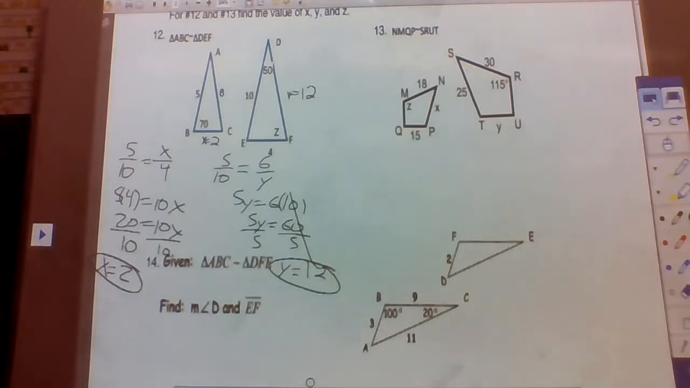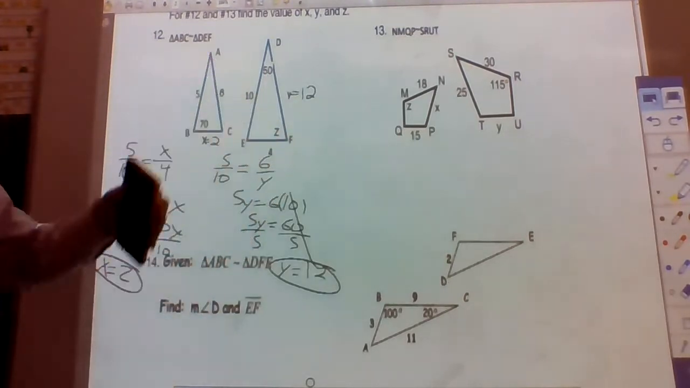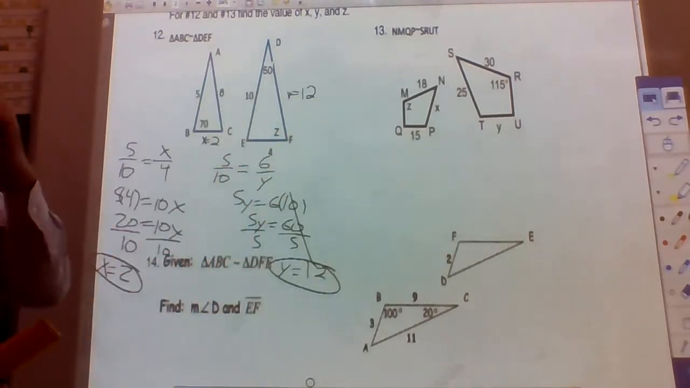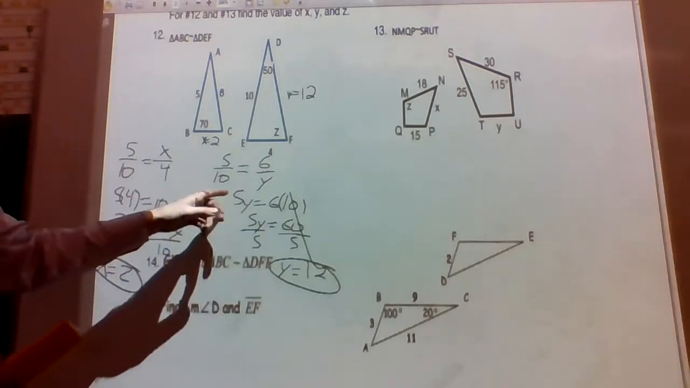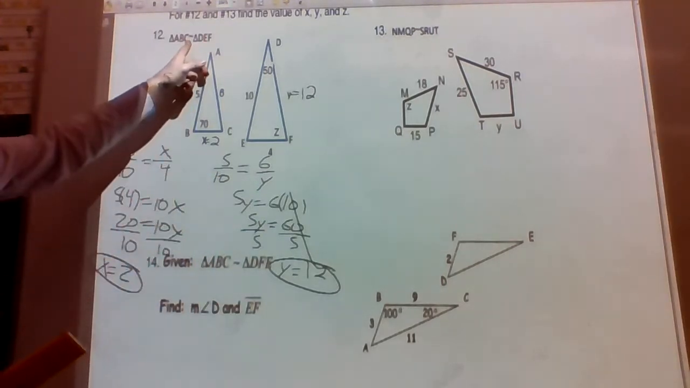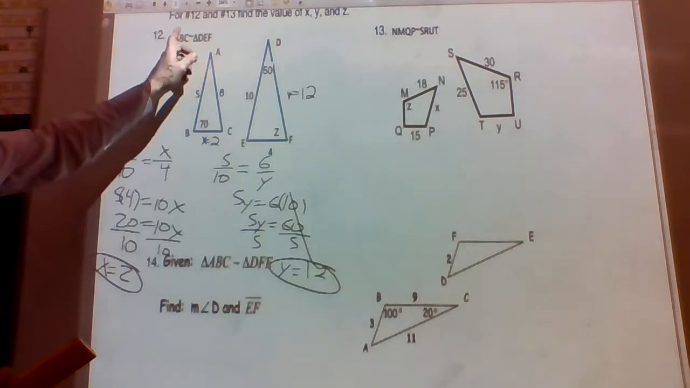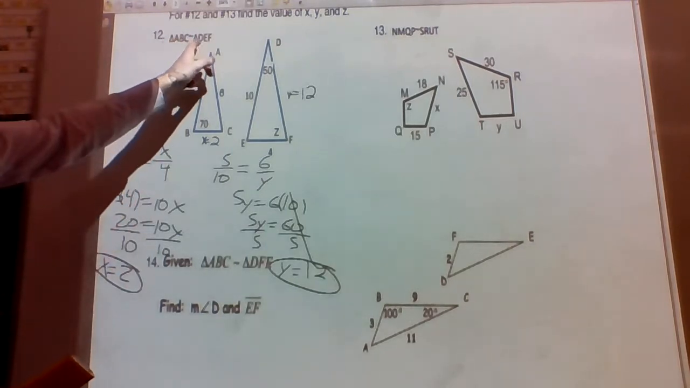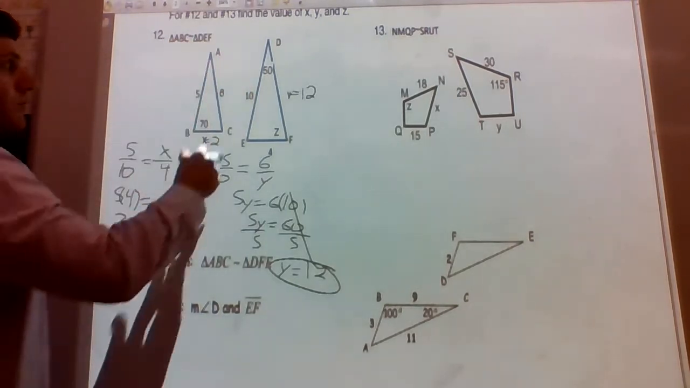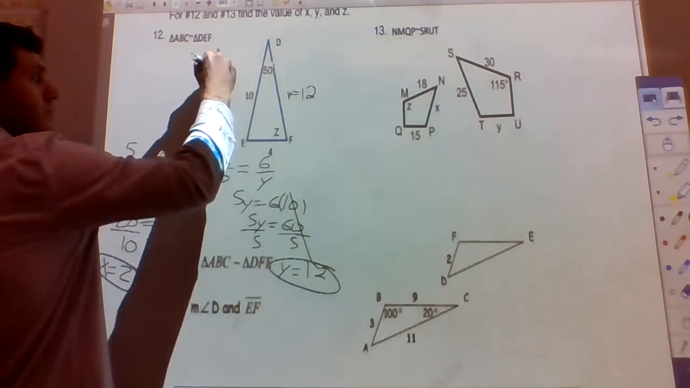Okay. We got to find z. Okay, so what do we know about angles? Corresponding angles are congruent, right? The sides are proportional. That's why we can set up these proportions if they're similar. Okay, the sides are proportional. The angles are congruent. So angle A and angle D are congruent. So if angle D is 50, angle A is also going to be 50.